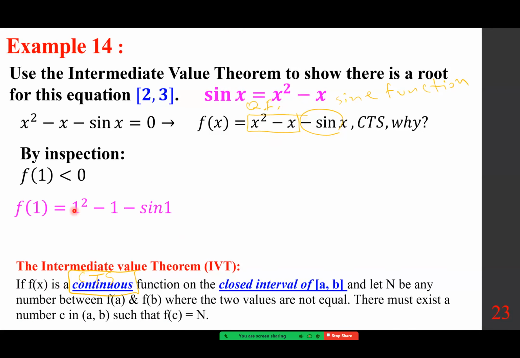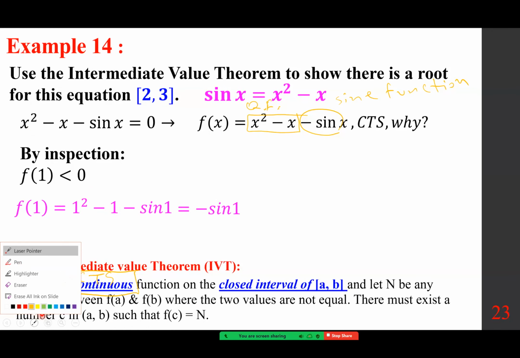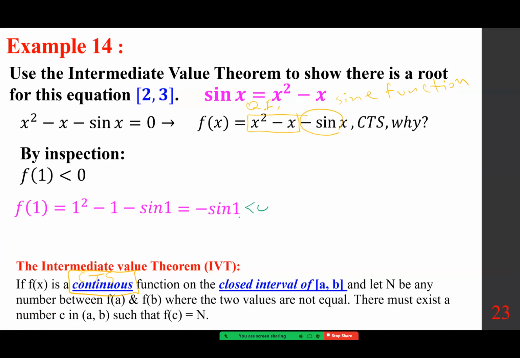When you plug in 1, these two cancel each other because 1 minus 1, you get negative sine 1. And I hope you know that negative sine 1 is a negative value, because when we say 1, it is 1 radian, so about 57 degrees. So sine of 57 degrees, negative of that. We could use a calculator, but we don't have to. We know it's negative, and that's all that matters.